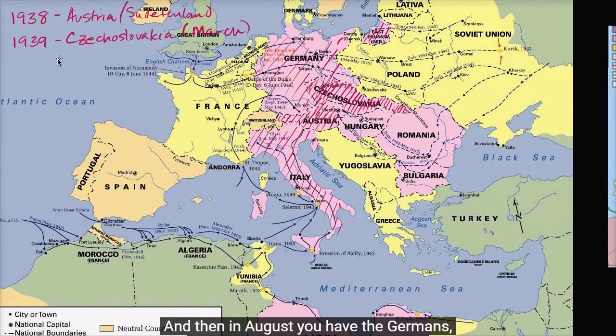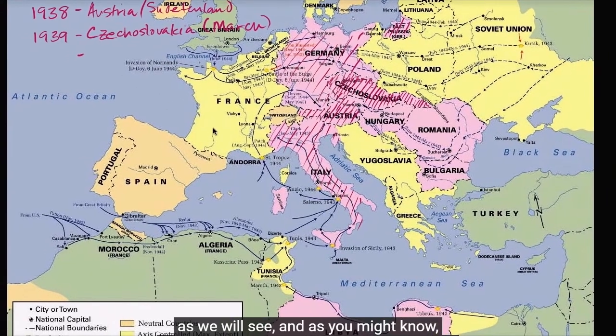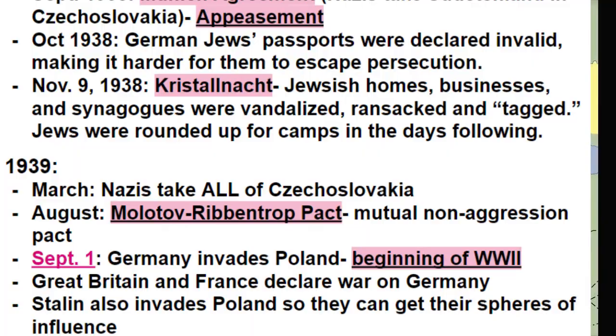And then in August, and this is really in preparation for the all-out war that's about to happen, the Germans don't want to fight the Soviets right out the gate, as we will see, and as you might know, they do eventually take on the Soviet Union. But in 1939, they get into a pact with the Soviet Union. And so they sign the Ribbentrop pact with the Soviet Union.